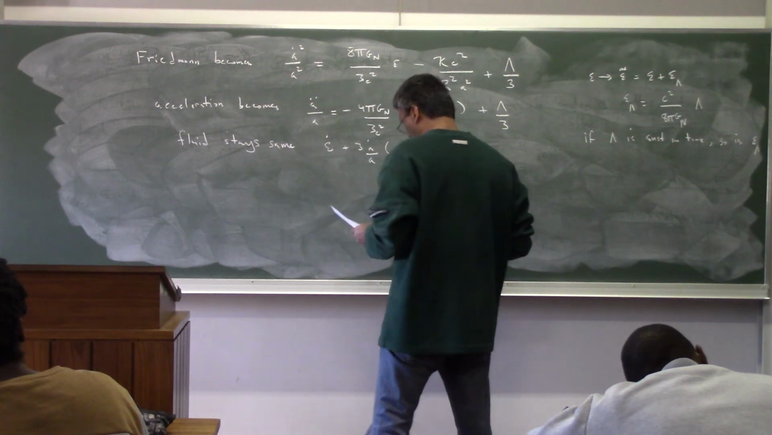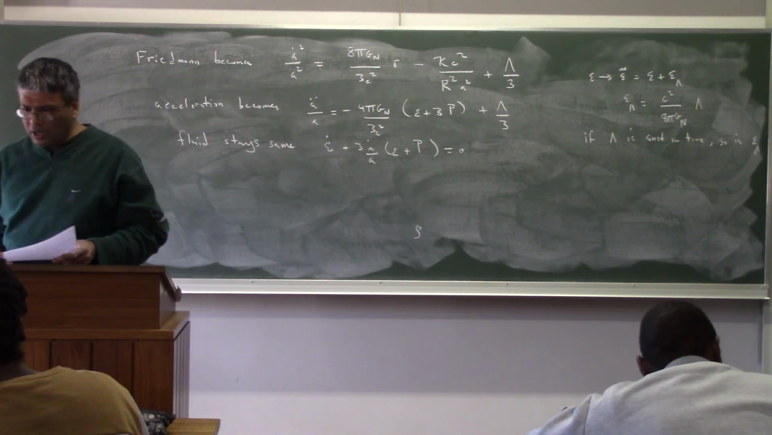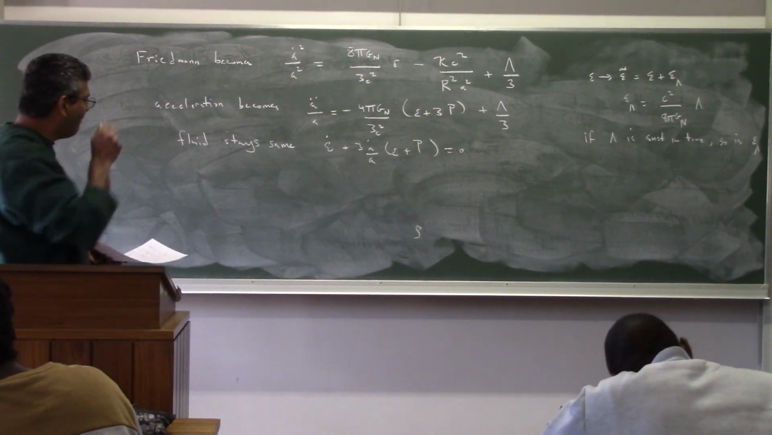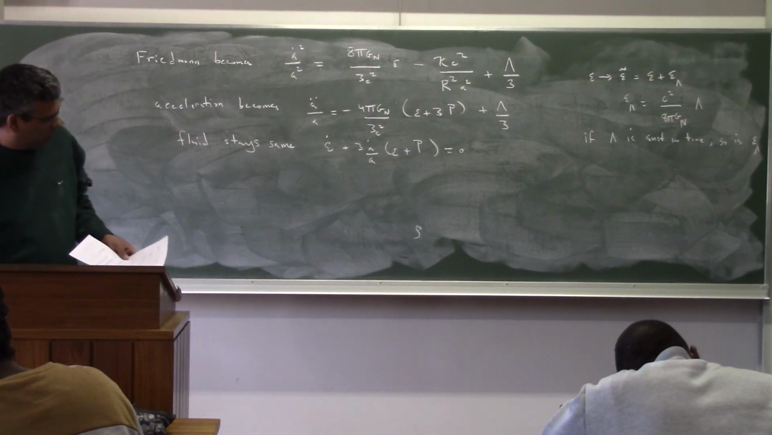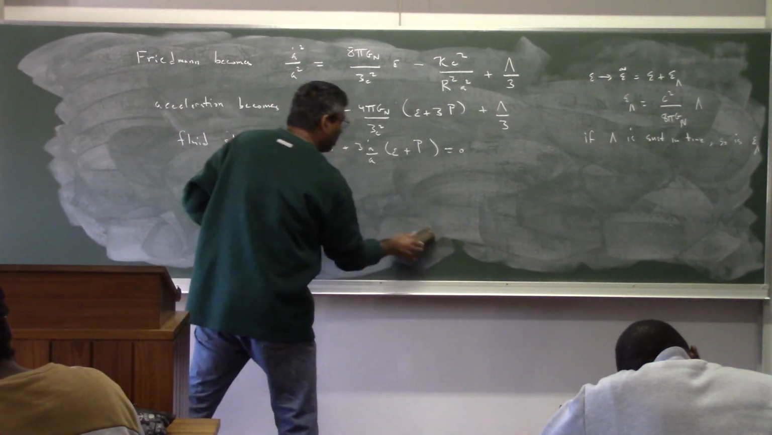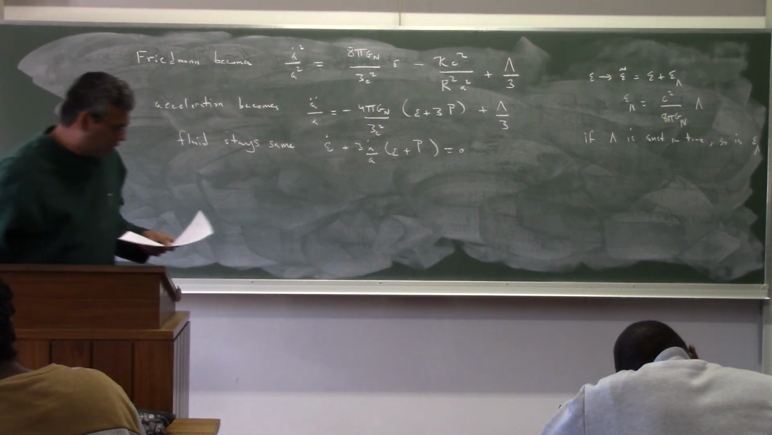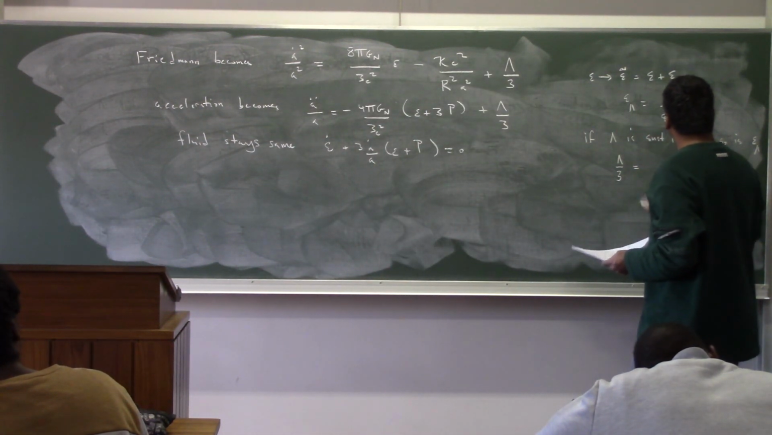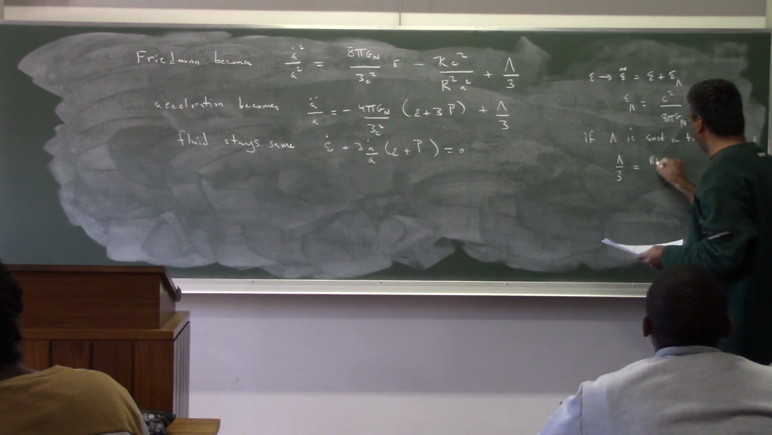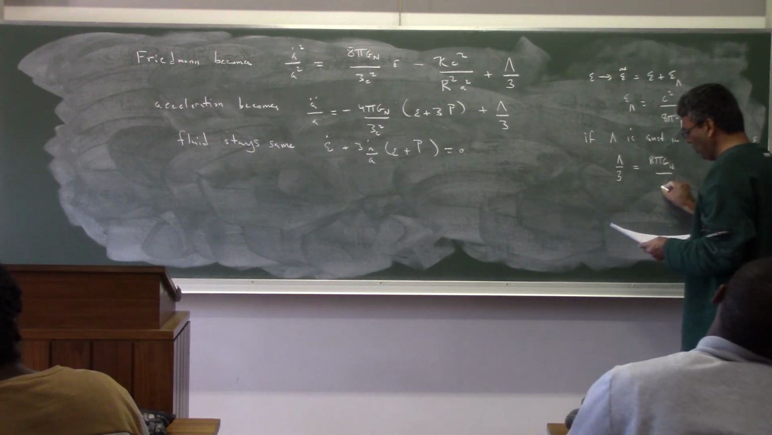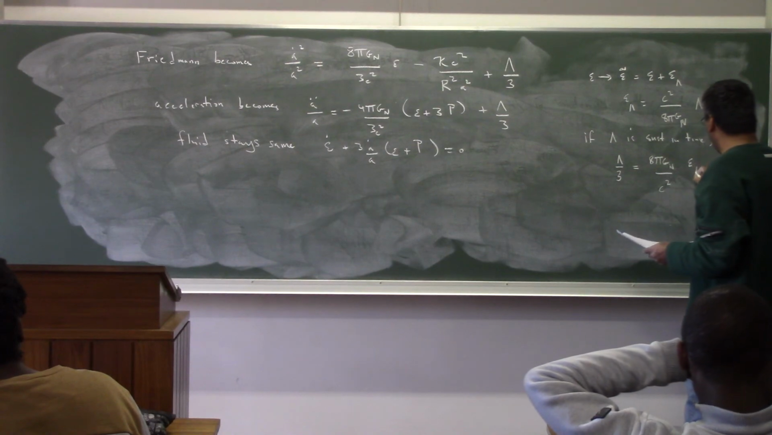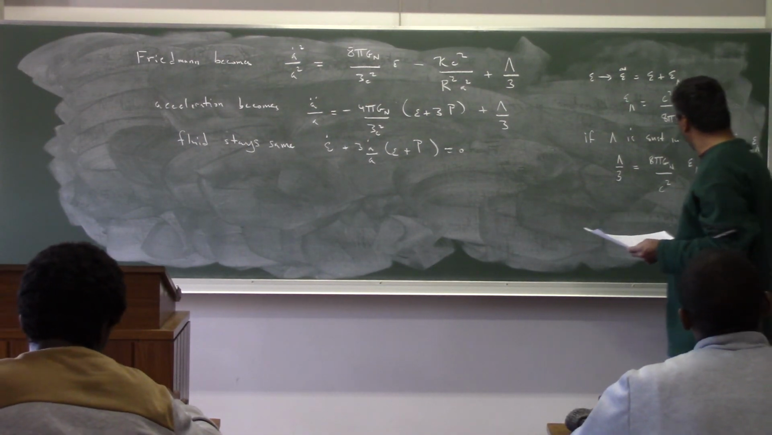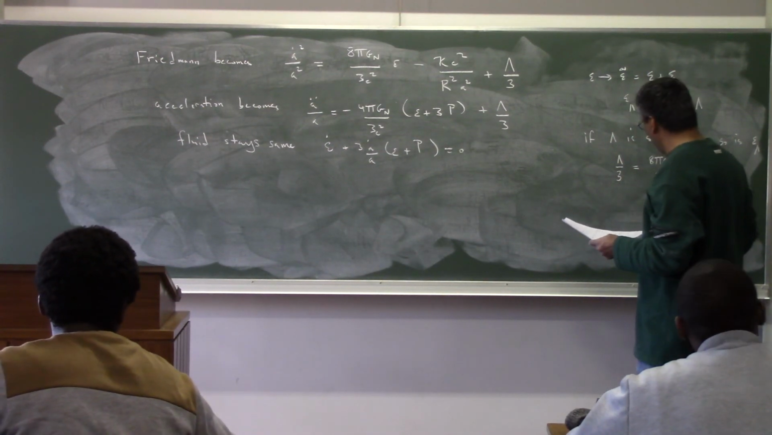So if we want to look at what happens to the acceleration equation, we have this telling us lambda over 3 is equal to 8 pi G Newton over c squared epsilon lambda. Just solving that equation.